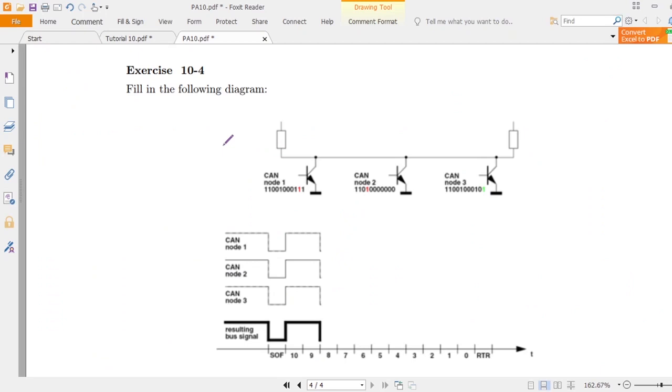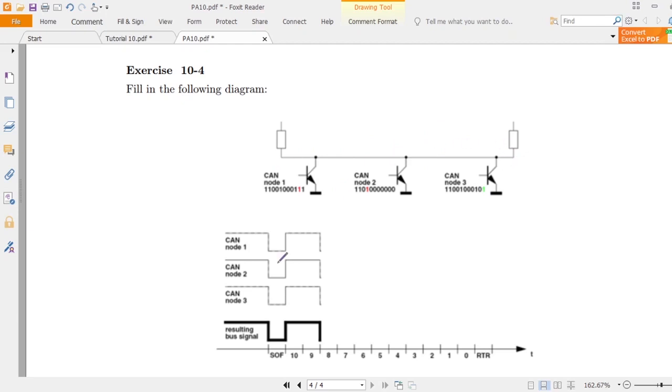Now we will solve question number 4, the last question in this tutorial. Okay, we have 3 nodes: node 1, node 2, and node 3, and we have the resulting bus signal. Each node carries information and wants to be the one which transmits its data, but we can only have one node at a time.